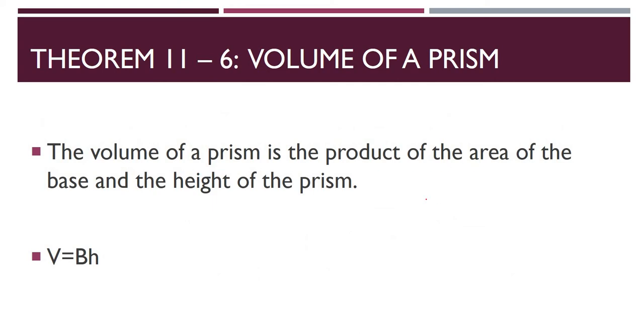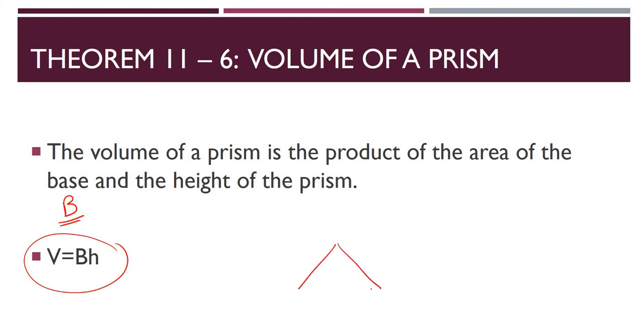So volume of a prism. The volume of a prism is the product of the area of the base, we always use a capital B for area of a base, and the height of the prism. So volume equals base, area of the base, times the height.